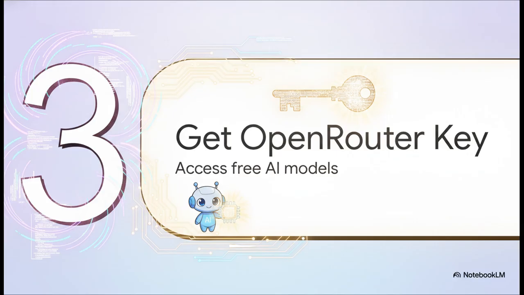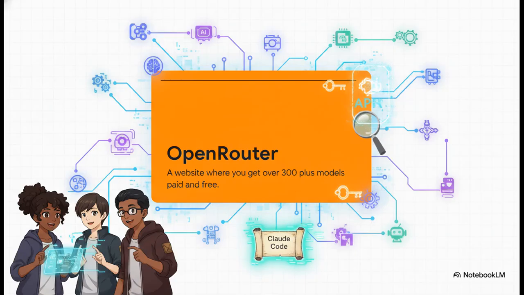Moving on to Section 3, securing your OpenRouter key to access those free AI models. If you aren't familiar with it, OpenRouter is essentially a massive website hub hosting over 300 different AI models, everything from premium tiers down to completely free. By creating an account here, you generate a single API key that acts like a universal adapter to all these different AI brains. And we're going to generate a brand new key specifically for this setup.